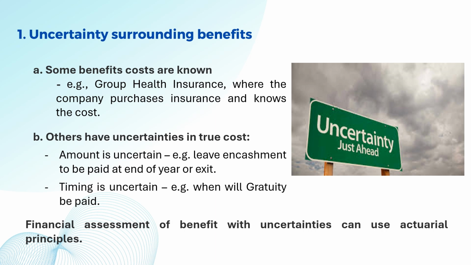These uncertainties can manifest in two ways: the amount the company will need to pay, and the timing of payment for the company. Consider the example of a gratuity benefit. An employee provides services to a company, but the company does not disburse the benefit immediately. Instead, it must be paid when the employee leaves the company. In this case, organizations face uncertainty regarding both the timing and the amount of payment, as it will be based on the employee's final salary and service at the time of exit in future.